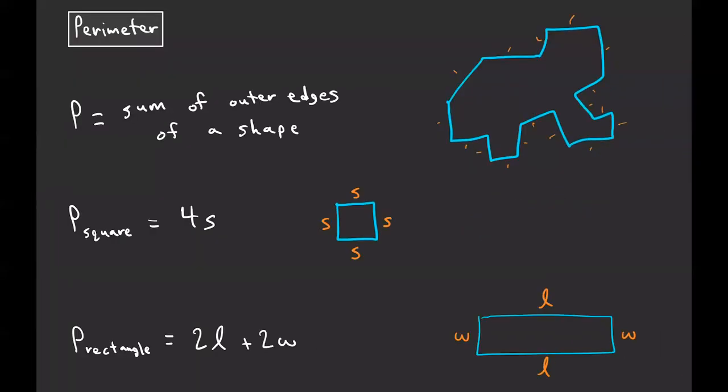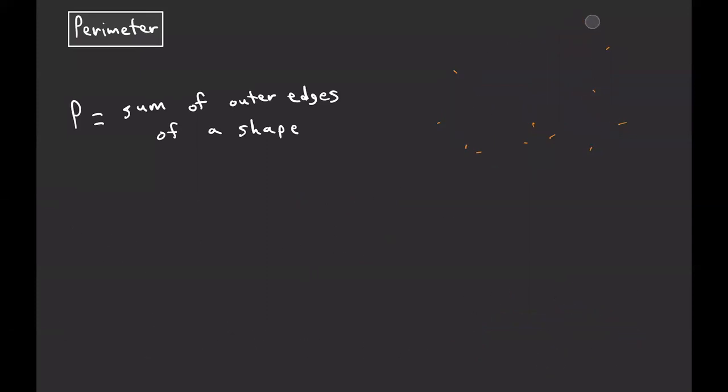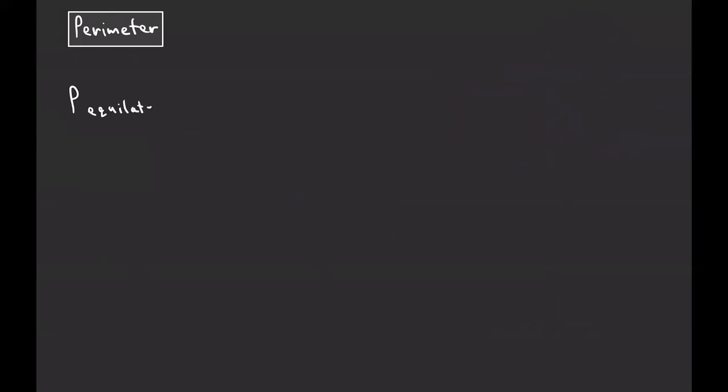And then we'll actually just erase this square and rectangle. Well, let's go ahead and erase this as well. We've seen that. So perimeter is the sum of the outer edges of the shape. And so let's suppose that we were looking at an equilateral triangle. So if we have that perimeter, let's go ahead and draw an equilateral triangle.